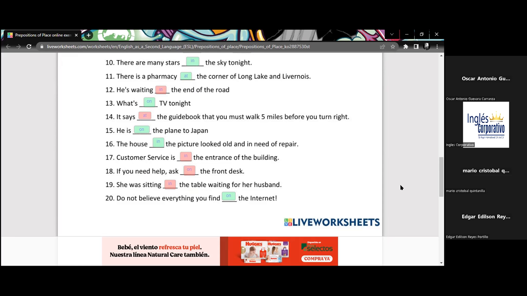Si tú necesitas ayuda, at the front desk. Pregunta en el frente, en el escritorio, ¿verdad? ¿Dónde está alguien esperando? A la entrada. Y si tú necesitas ayuda, pregunta at the front. Sí, estas son ubicaciones exactas.